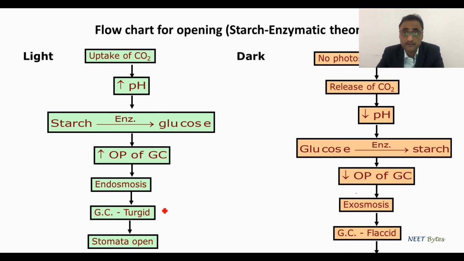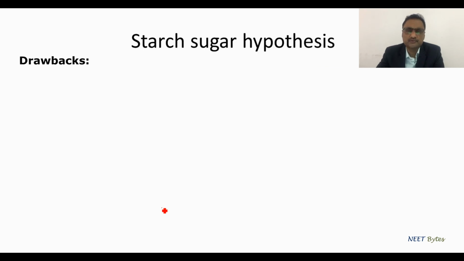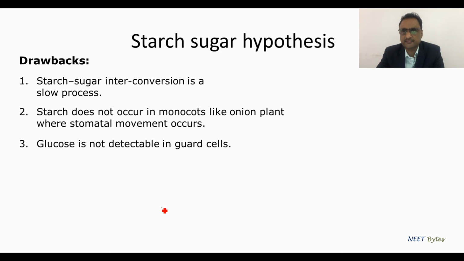But what went wrong with this theory? Why has it been rejected? You see, the very first drawback was that starch-sugar conversion is very slow. It is slow to such an extent that it cannot influence the requisite changes in the osmotic potential to do exosmosis or endosmosis. Number one.